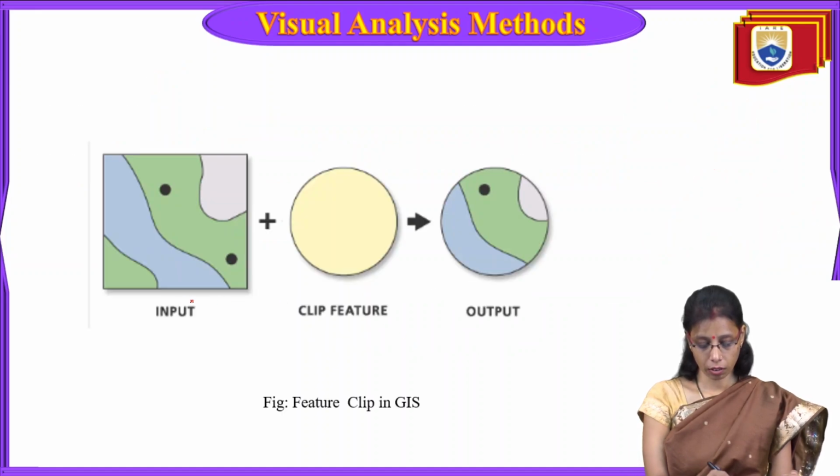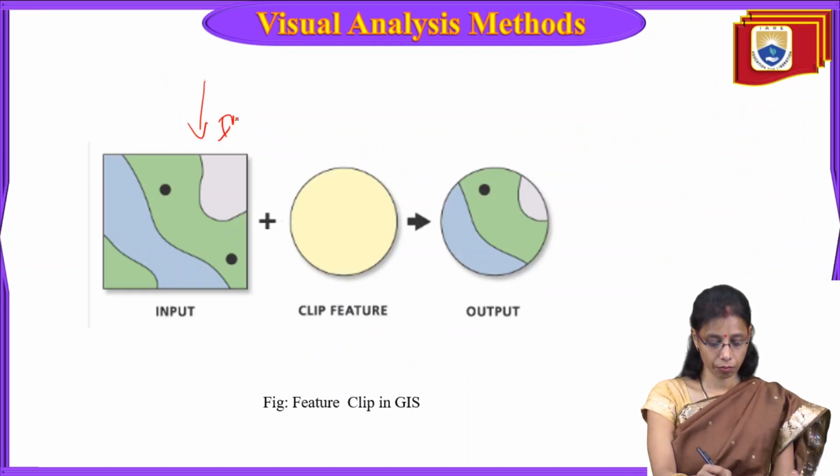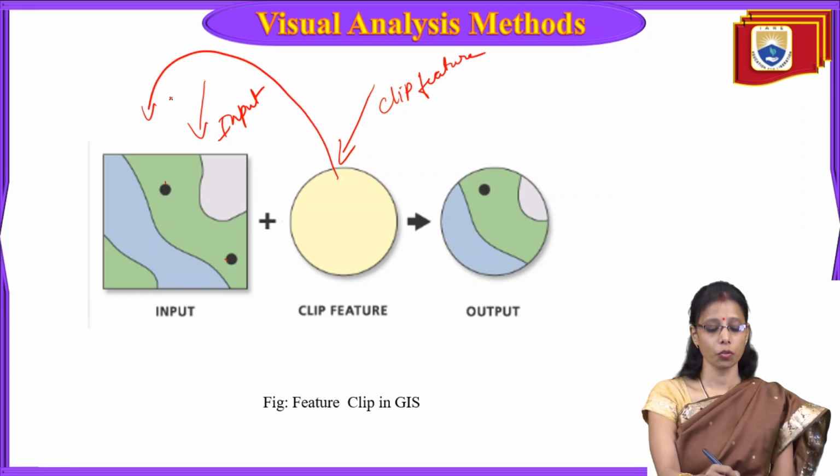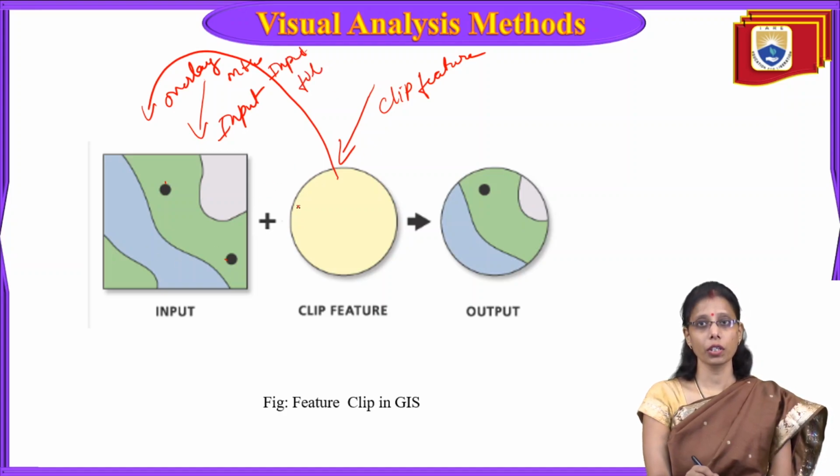So this is the example here. This is your input file. In the input file you can see you have this layer with green, blue, white, and 2 points here. Now this is your clip feature. So you are going to just overlay it on the input file. After overlaying on the input file, the output you are going to get is this.